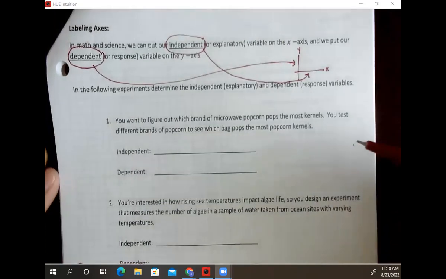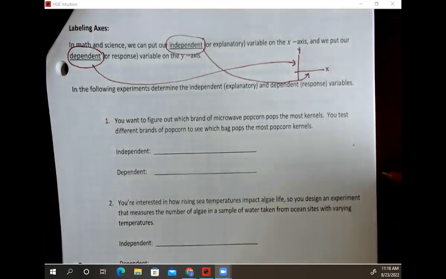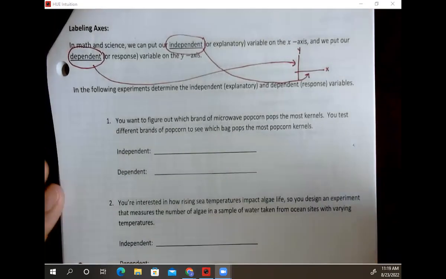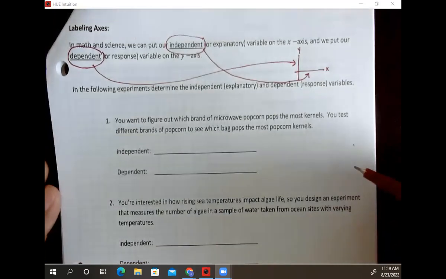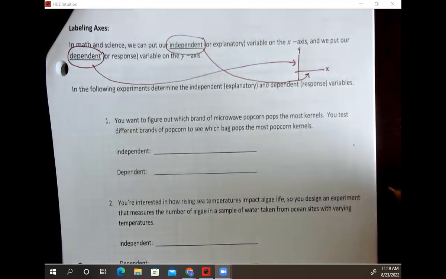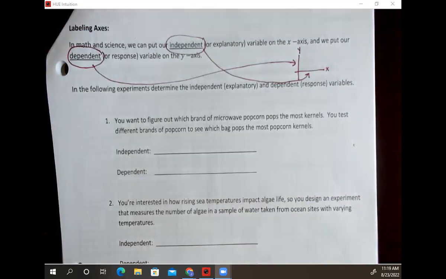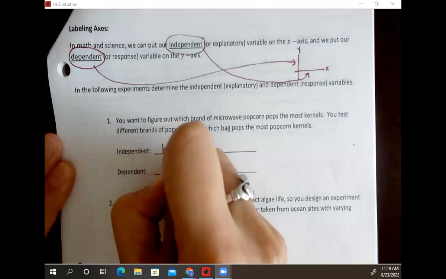If we take a look at number 1, we'll work through this one, and I'll sort of guide you through it, and we can talk about independent versus dependent. It says you want to figure out which brand of microwave popcorn pops the most kernels. You test different brands of popcorn to see which bag pops the most popcorn kernels. So remember, independent is the thing that I am in charge of, the thing that I decide or I choose. So the thing that I choose here is the brand of popcorn, right? I went to the store and I picked this box, this box, this box, and this one off the shelf, put it in my cart and bought them and came home, okay? That's the thing that I'm in charge of, is the brand of popcorn.